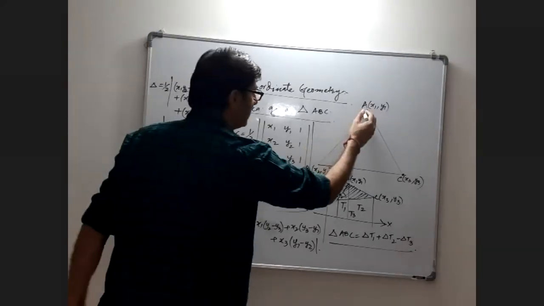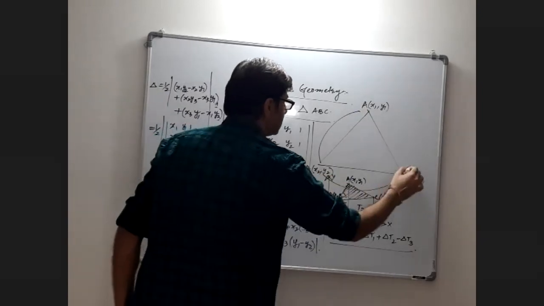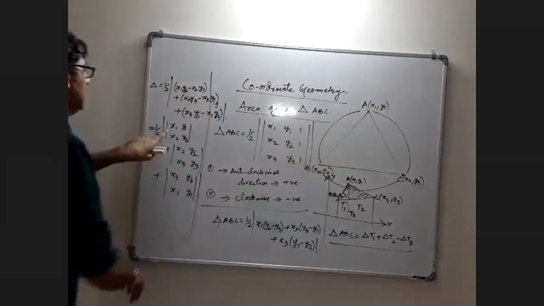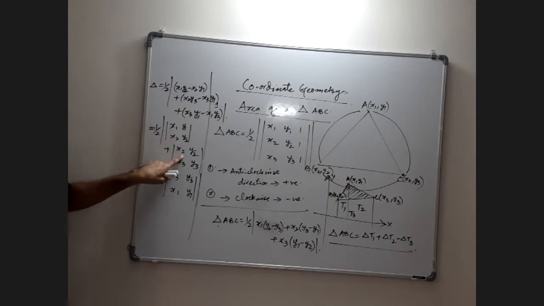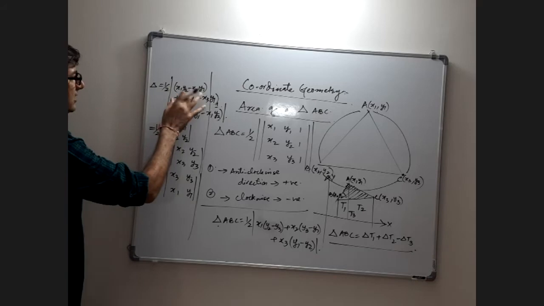We begin with A, it will go from A to B, then from B to C, and from C it will go back to A. It's a closed polygon. It's like x1, y1, x2, y2, x2, y2, x3, y3, x3, y3, x1, y1. How many products are these?